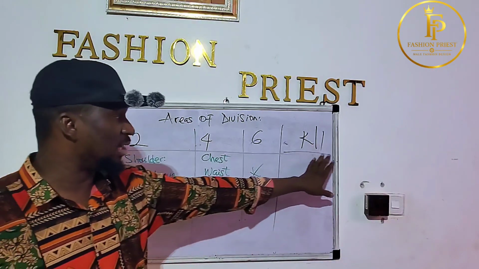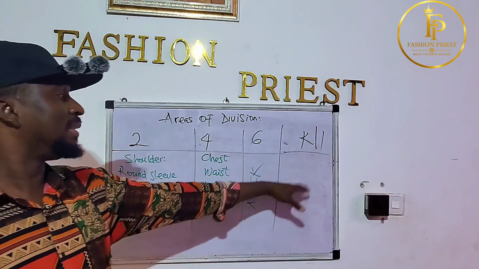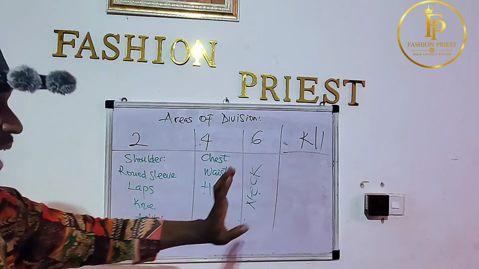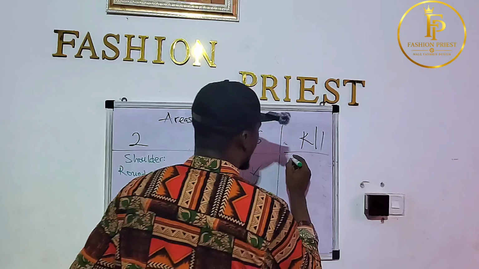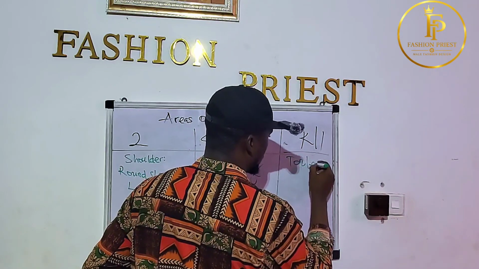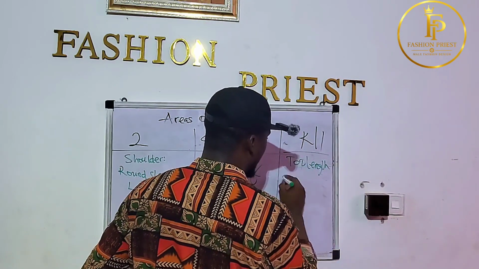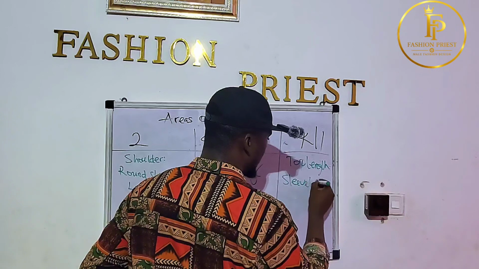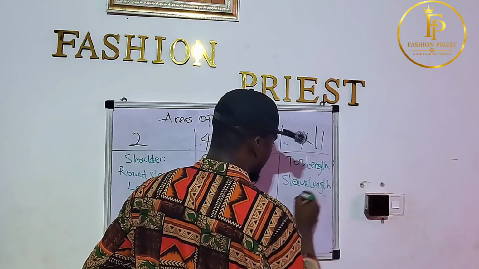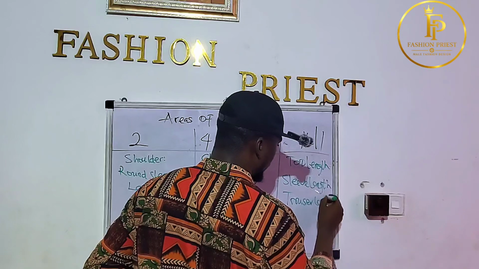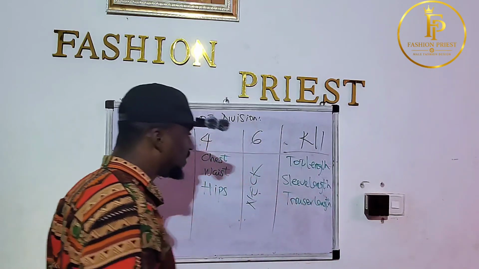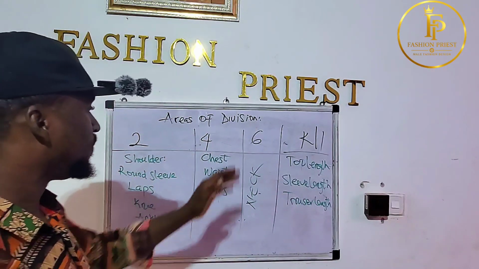Now, for the constant slash one, this means that anything under here does not need to be divided. Leave them like that. It has to do with the top length, sleeve length, and then trouser length. So this stuff doesn't need to be divided by anything. It means that they are going to be left that way.